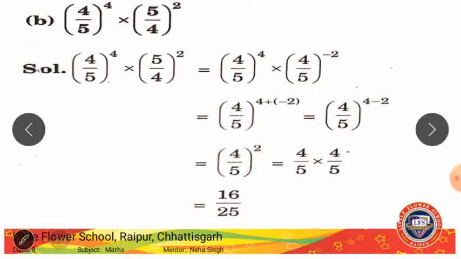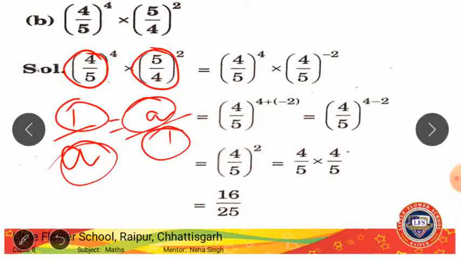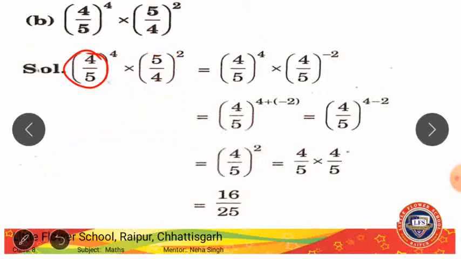The question is (4/5)^4 into (5/4)^2, right? We can see here these two numbers are reciprocal of each other. What does reciprocal mean? Reciprocal means numerator is changed into denominator, right? 1 by a is changed as a. So we can say 1 by a is the reciprocal of a, or a is the reciprocal of 1 by a, right? Here the denominator is 1, means this numerator is changed into denominator and this denominator is changed into numerator. So this number is said to be the reciprocal.